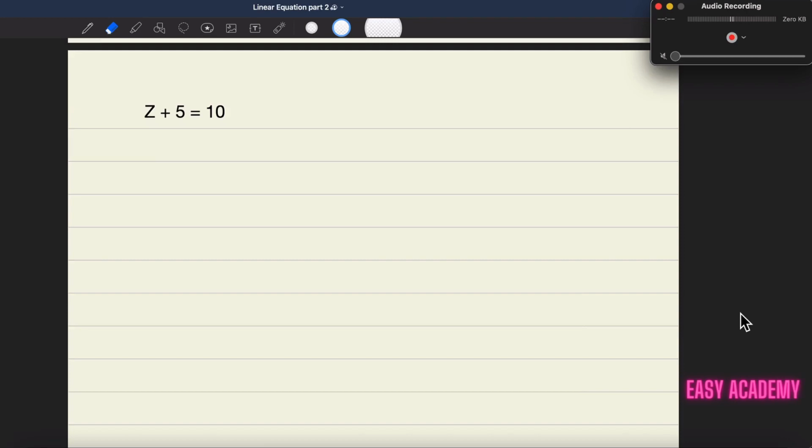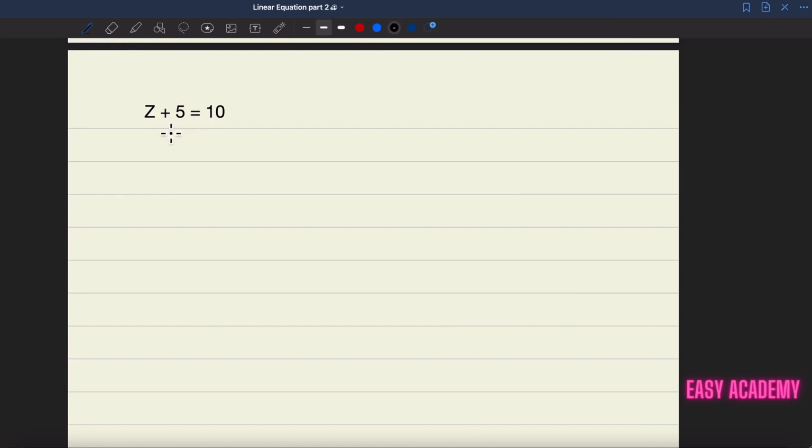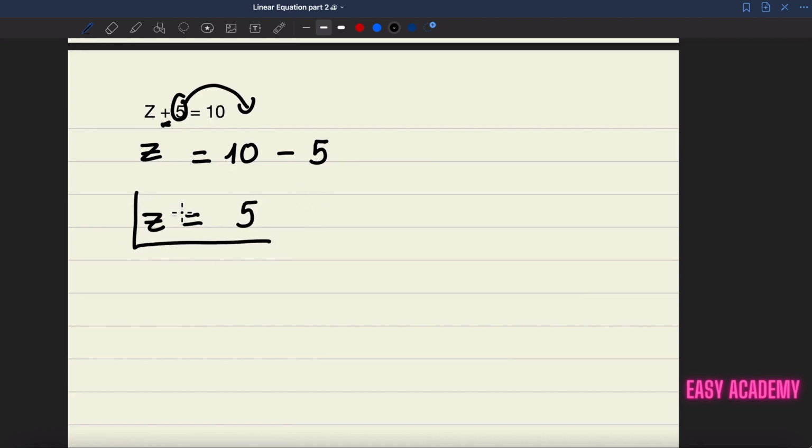We have our first problem, z plus 5 equals 10. Using the rule of transposition, I want to keep z on one side and move everything else to the other side. So z equals everything on the right side, copy it down, move 5 to the right side. So now plus 5 becomes minus 5. Now I just need to solve for 10 minus 5 equals 5. So z equals 5 is our answer.